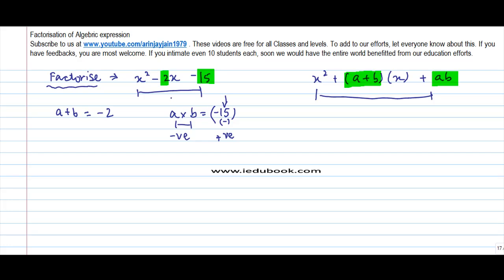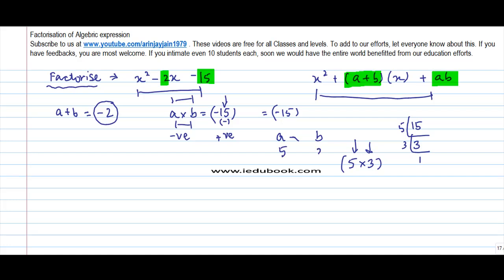So we need to find out a combination of two numbers whose product is equal to minus 15. At the same time, the sum of these two numbers has to be equal to minus 2. So let's find out the prime factors of 15. So 5, 3, 3, 1. So it's 5 into 3. So we know that a and b have values of 5 and 3 or vice versa.